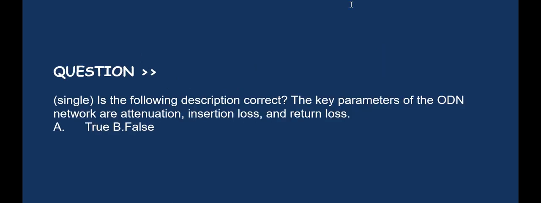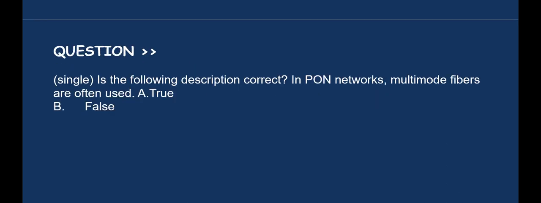The question is, is the following description correct? The key parameters of the ODN network are attenuation, insertion loss and return loss. Option A true, option B false. Option A is correct. The next question is, is the following description correct? In PON networks, the multimode fibers are often used. The options are option A true, option B false. The correct answer is option B.